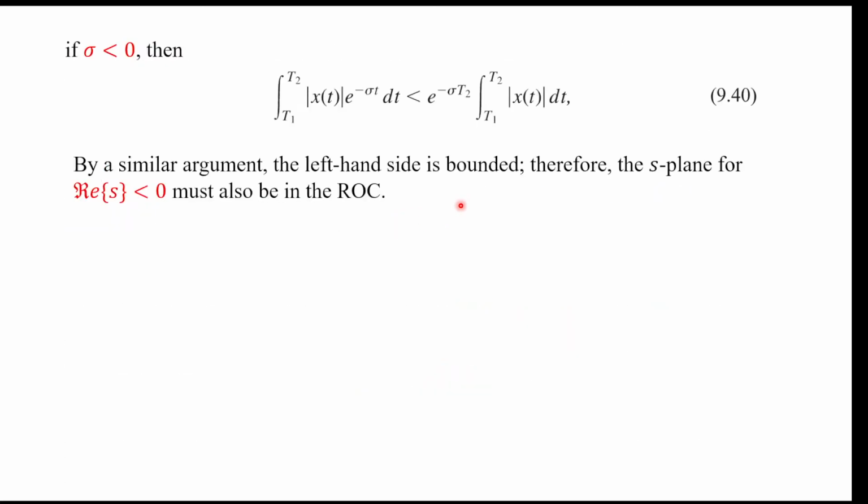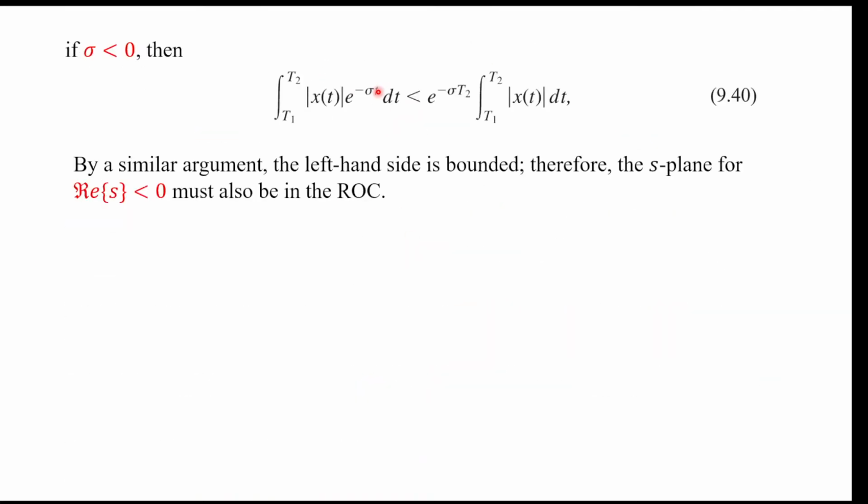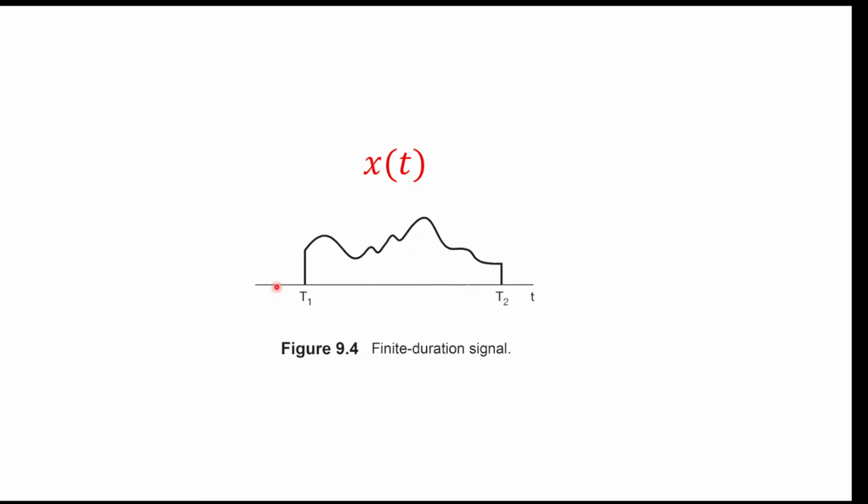And if you are really picky, we can also verify that when sigma equals 0, this integration is finite, because it's just the original integration. So for every value of sigma the integration is finite, and so every s is inside the ROC. The entire s-plane is in the ROC for this finite-duration, absolutely integrable signal.